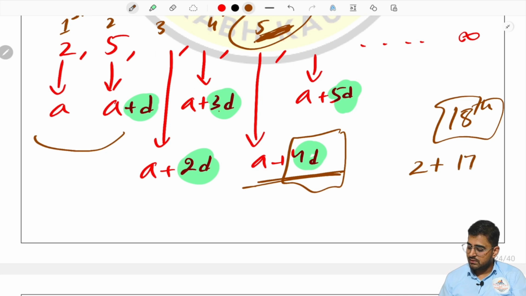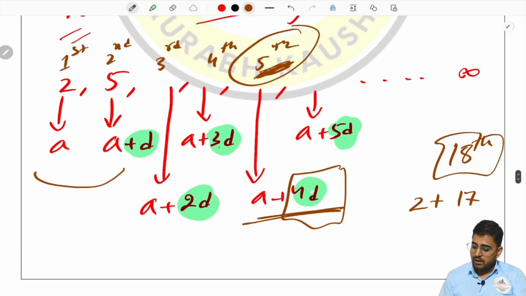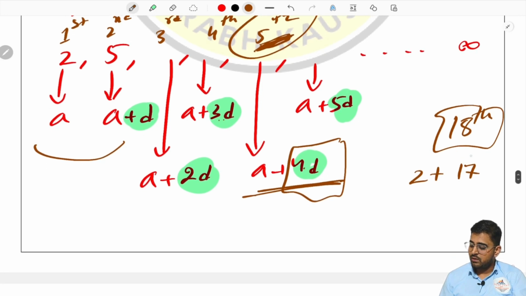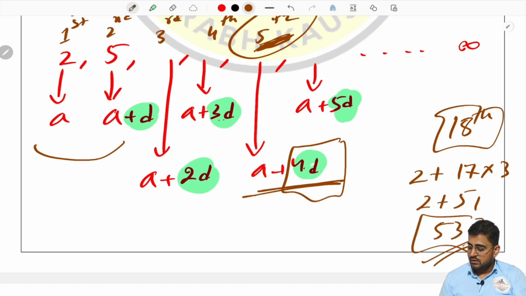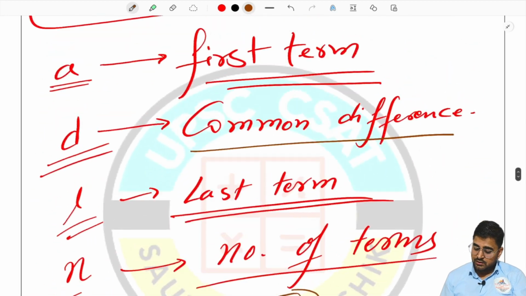So you just mention 17, because every time it is one less, so it becomes the 17th term multiplied by the difference, which is 3. Then you can calculate it becomes 51 plus 2, it's 53. So the 18th term is 53. That's how you calculate things. I hope you understand the core concept of the arithmetic series.